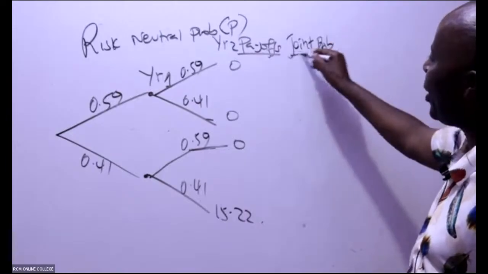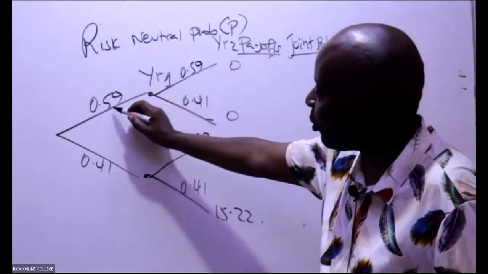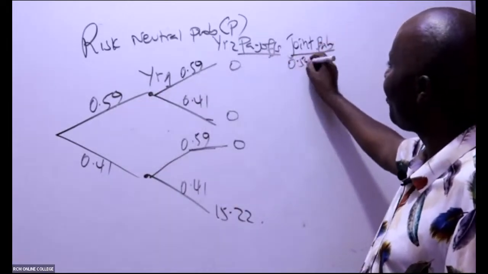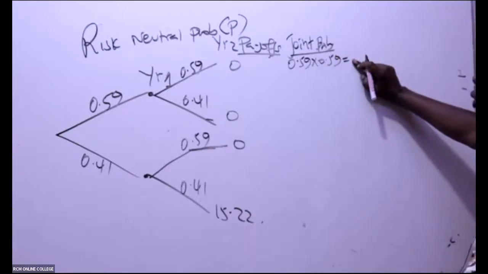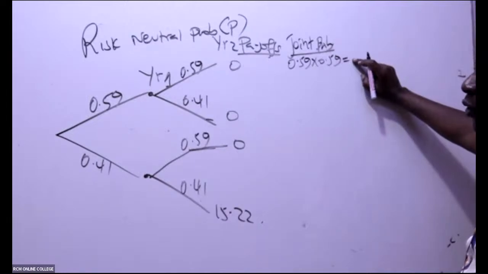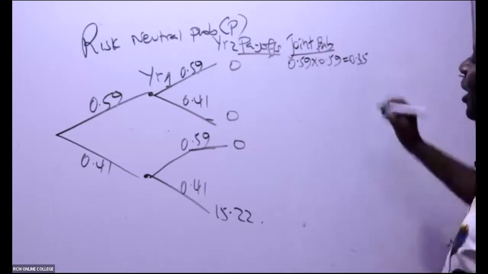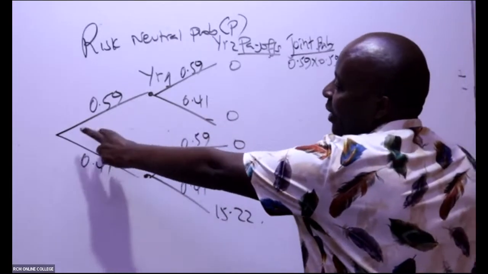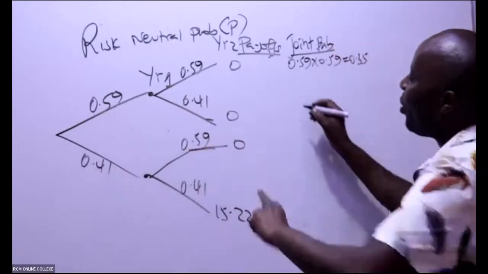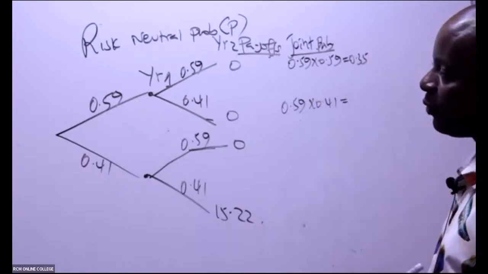Joint probabilities. So for branch 1, it is 0.59 times 0.59, because you follow through. Is there somebody who can give me the joint probability to 2 decimal places? 0.35, right? Now look at branch number 2. This is our road. So this will be 0.59 times 0.41, which will end up giving me what figure?